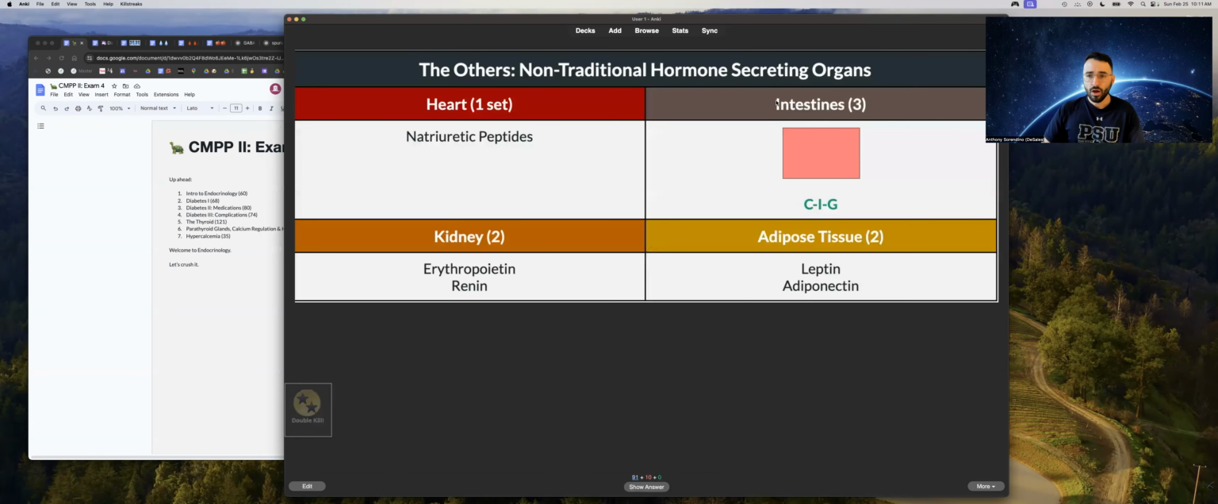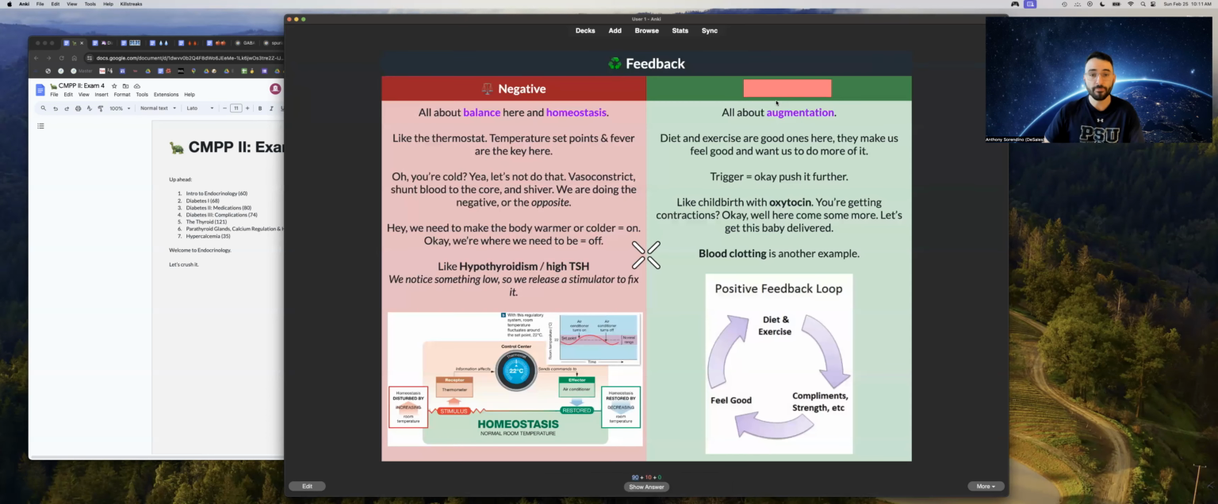Good. Intestines. Okay, so this spells CIG. I is incretin, G is ghrelin, C is cytokines. Let's go. Negative. All right, positive feedback loop. That's all about augmentation. A big thing here is childbirth, blood clotting. It's when we get a little bit of a stimulus and the body's like, let's keep doing that. Let's keep going.